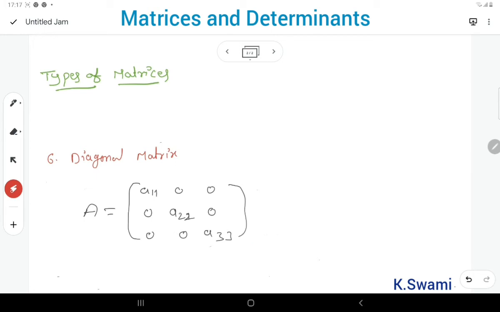So in which all elements except the principal diagonal are zeros is called diagonal matrix.